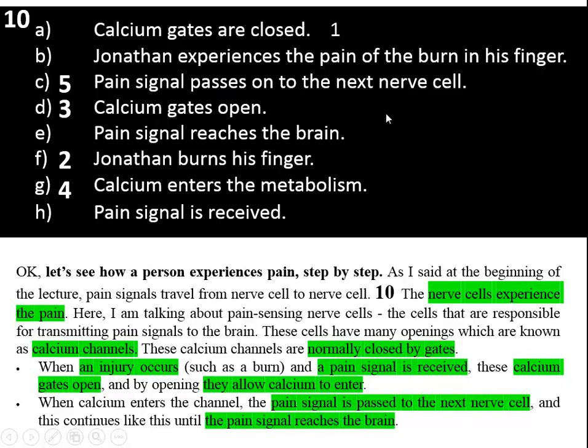From here, then what happens? We have the pain signal is received. Before the pain signal is received, what do we need? We need it to reach the brain. It reaches the brain, and now the pain signal is received by the brain, which means that you will have this experience of pain. Quite painful.